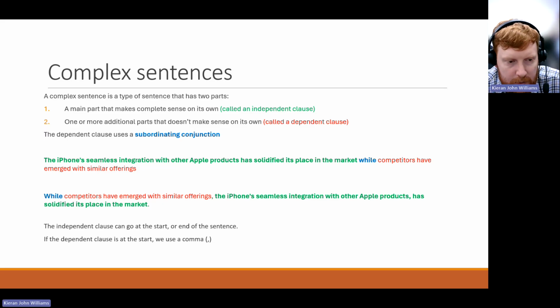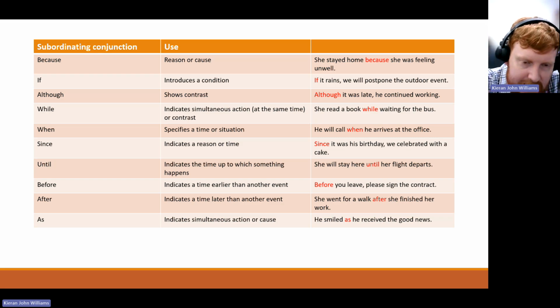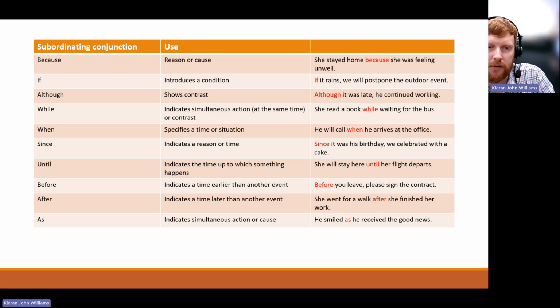All right, so now we know what complex sentences are. Let's have a look at a bit more information about these subordinating conjunctions. They are on the screen for all of us to see now. Similar to the ones we saw before, but they have a different function. The first one you should already know: because. Because gives a reason or a cause of something. So she stayed home. Why? Because she was feeling unwell.